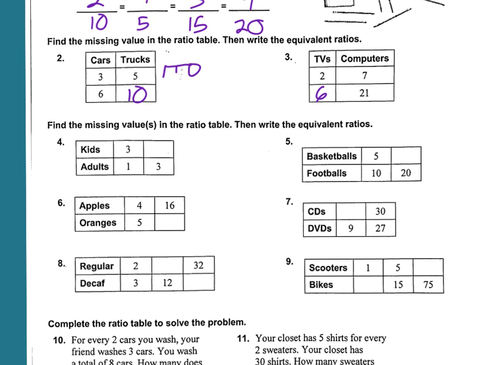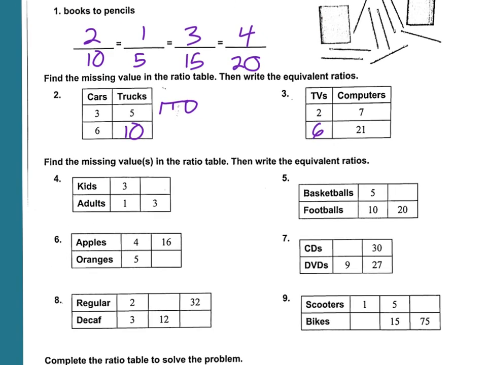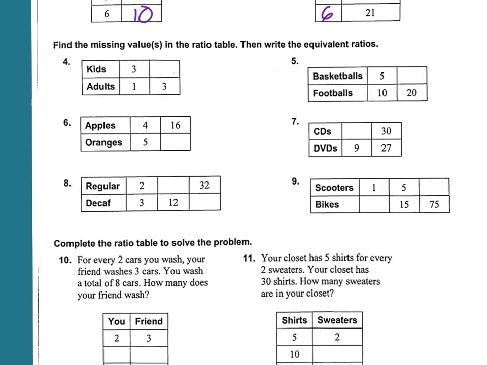Let's take a look at number 4. Okay, I'm looking at this ratio. It's comparing kids to adults. You can see that these ratio tables can be vertical. This one's a vertical one, right? These two are vertical. These are horizontal ones. More often than not, you're going to run into these horizontal ones, but we want you to be prepared with vertical ones also. So this number 4 here, there's our simplified ratio, 3 to 1.